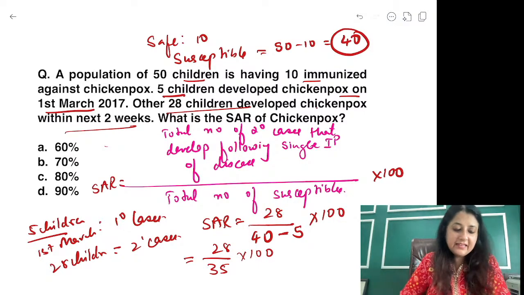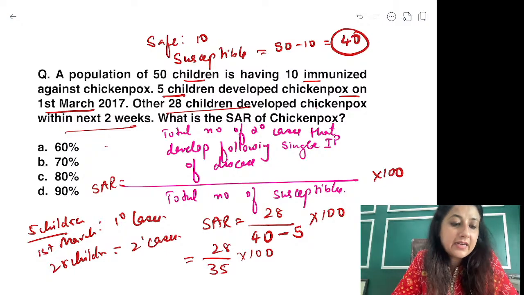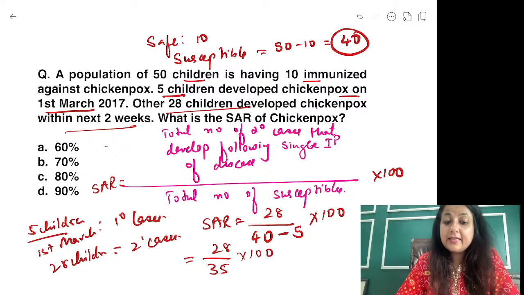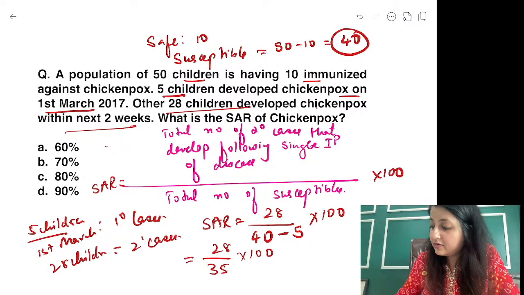What was the mistake that you all did? Somebody wrote it, Travel with Dr. Raj wrote 28 out of 35. किसने किसने आंसर C दिया था? Guys, you cannot make this mistake. No?